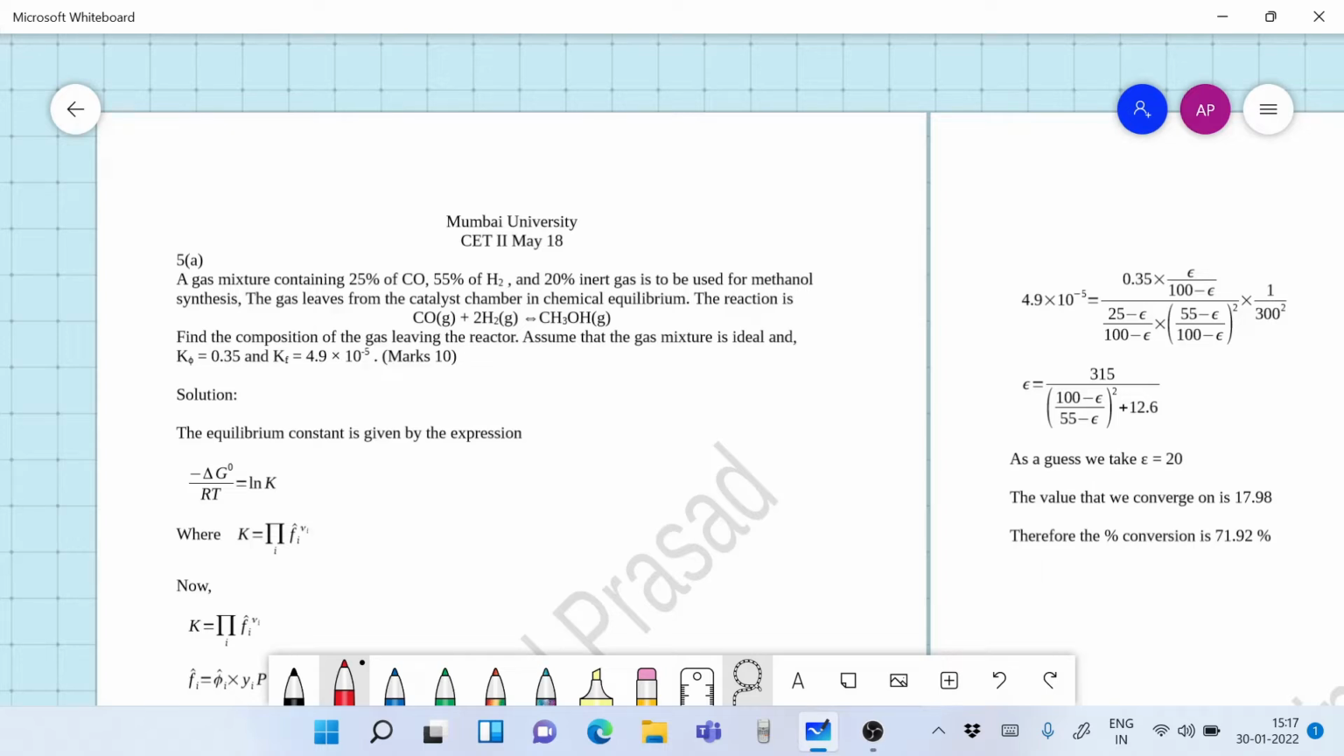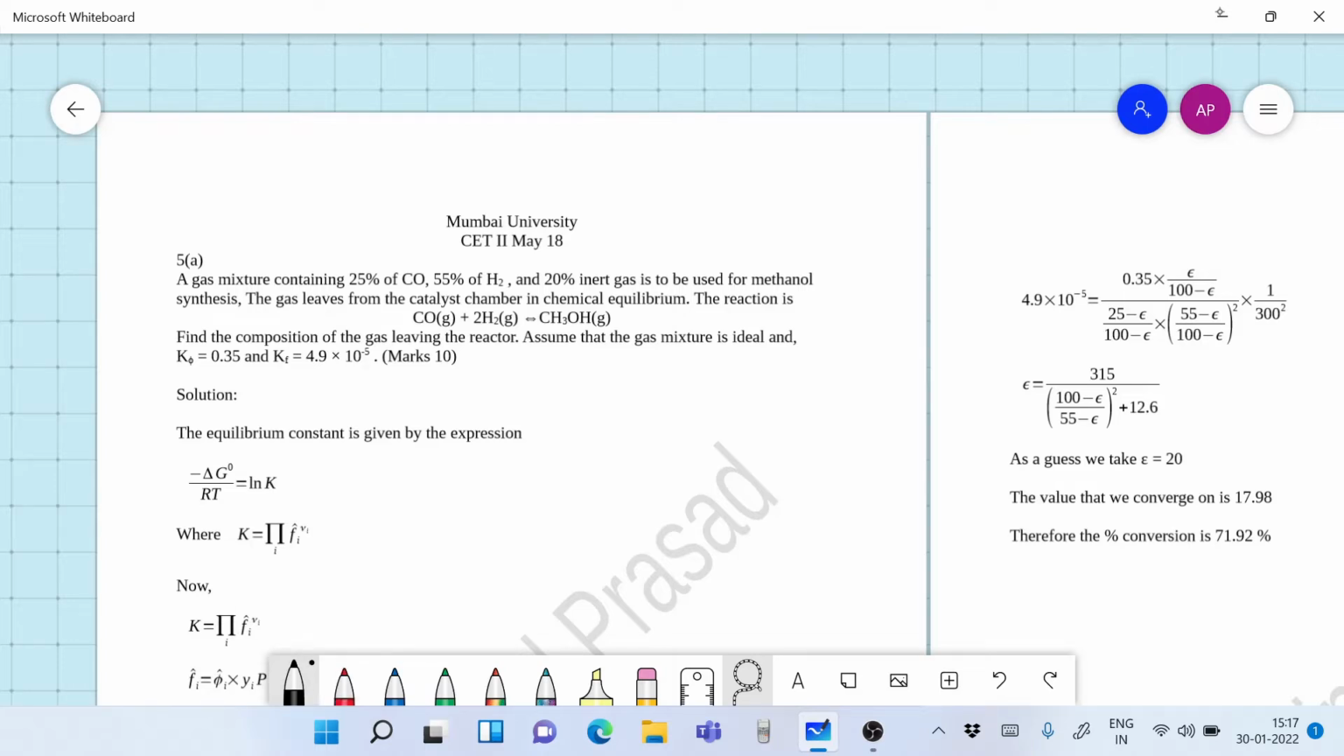Now remember one thing, this problem can be solved if you know how to solve it, otherwise it's going to be very tricky. So a gas mixture containing 25% of carbon monoxide, 55% of hydrogen and 20% of inert gas is to be used for methanol synthesis. The gas leaves the catalyst chamber at equilibrium.